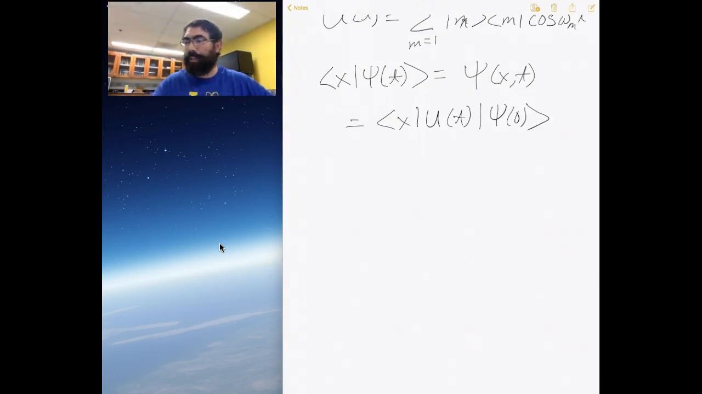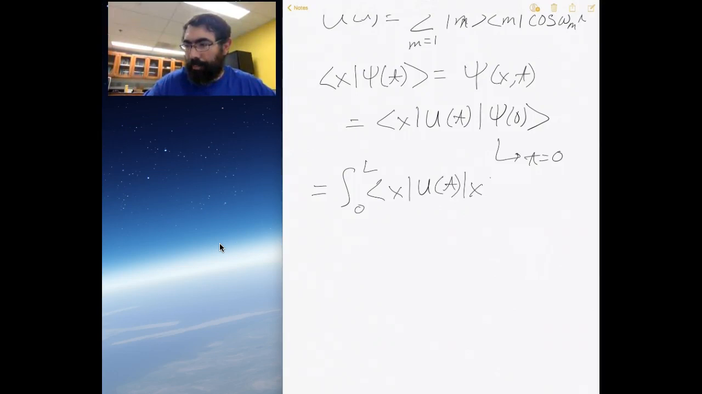So we're starting at a time of 0, so t is equal to 0. We propagate with the propagator U of t. That gives us the state at some later time. And then we project it onto the position space. So we can solve for that with this integral from 0 to L. Do a change of basis, dx, and then we integrate over dx prime.